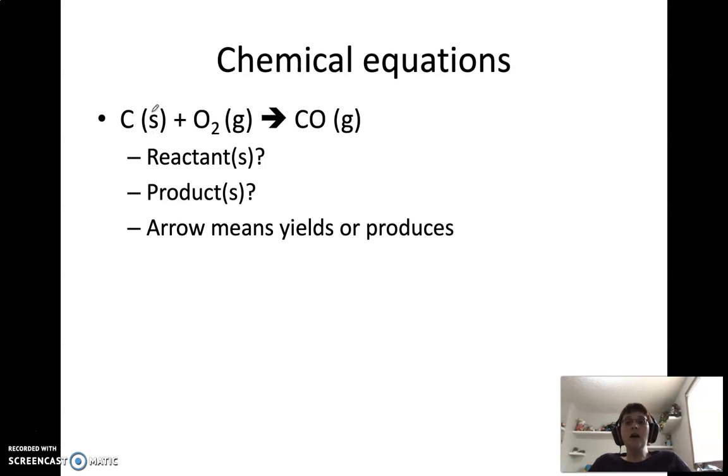So S for solid, G for gas, L for liquid. We'll see one other one a little later on, and I'll tell you what that one's for. So the direction is going to indicate the direction of the reaction. So if it's pointing this way, that's the direction of the reaction. If it's pointing the other way, that's going to indicate that the reaction is going the other way. So instead of making carbon monoxide, we're breaking down carbon monoxide if the arrow would point in the other direction.